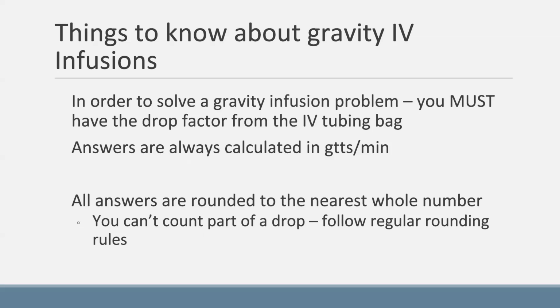In order to solve a gravity infusion problem, this is the one exception. Whenever you're doing gravity, you always start with your drop factor. So anytime I say you're doing a gravity infusion, my eye should be looking for a drop factor. Those answers are going to come out in drops per minute. So your drop factor is drops per milliliter, but your final answer is drops per minute. But if you're doing an IV pump, it's going to be milliliters per hour, always milliliters per hour. Those are the two things that you would want to know.